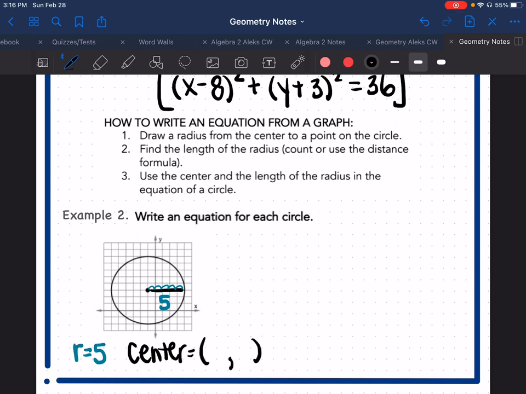So I need to know, what is the x value? Well, if I count from 0, it is over to negative 1. So I'm going to put negative 1, and then I'm simply going to count up 1, 2, 3. It's 3 up. I picked those colors because h is going to be negative 1 and k is going to be positive 3. I'm going to plug it into my formula.